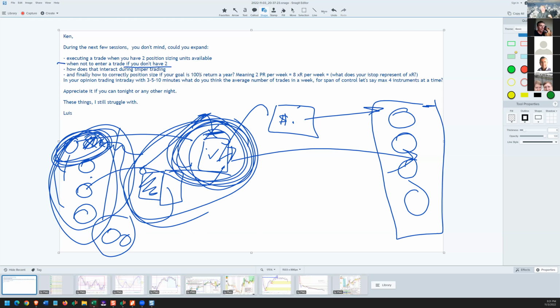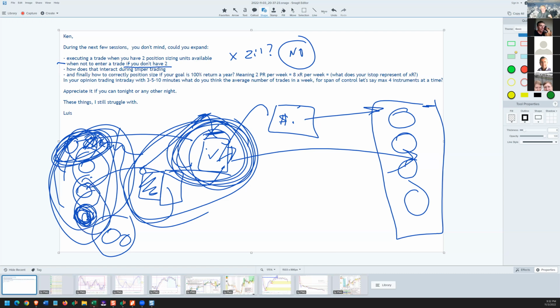Now, when not to enter the trade if I don't have 2. I'm not sure what you mean by that. I think you might have been asking, hey, if I don't have 2 to 1, do I enter a trade? No. Can I enter a trade if I only have 1 unit of risk left and I don't have a second bullet to put in? Yeah, you're just going to trade it with 1 unit of risk because you probably already have 4 units of risk on.